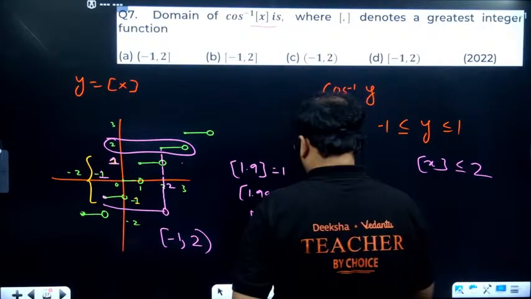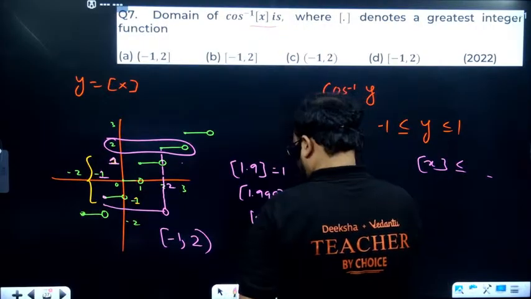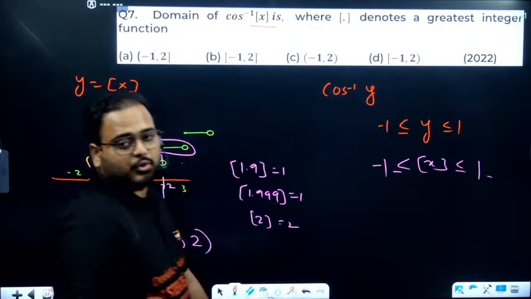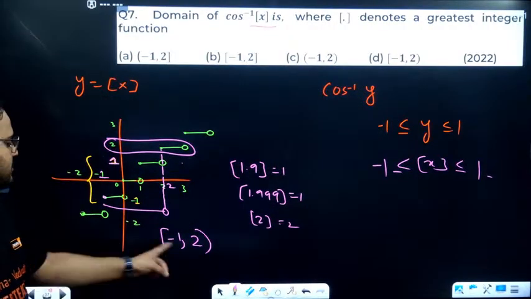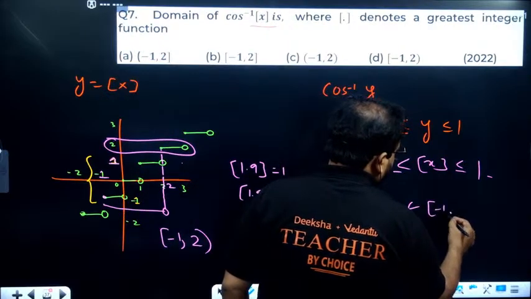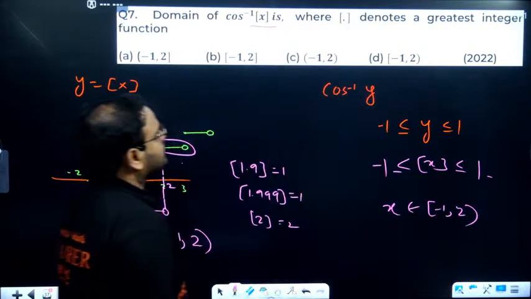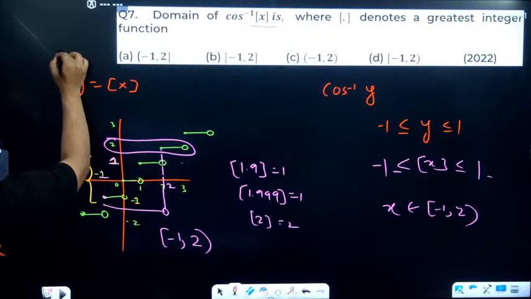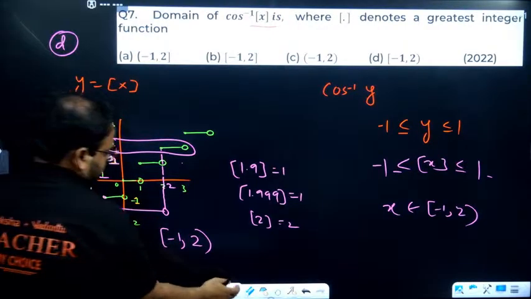It has to limit from where? Minus 1 to 1. This has to be only 1, and this has to be minus 1. So clearly, the x value is minus 1 to 2. That is option D. Minus 1 is closed and 2 is open. That is option D.